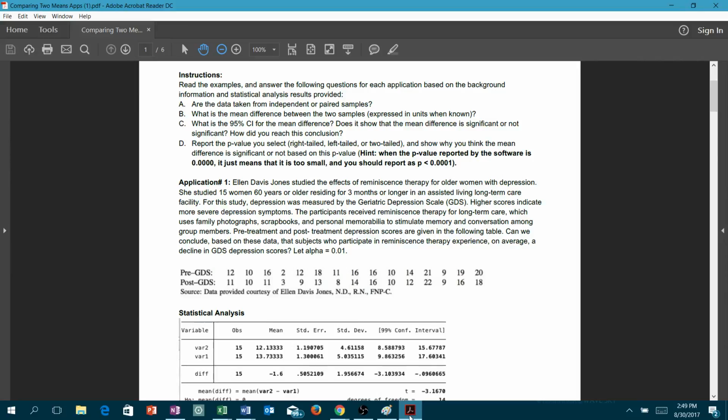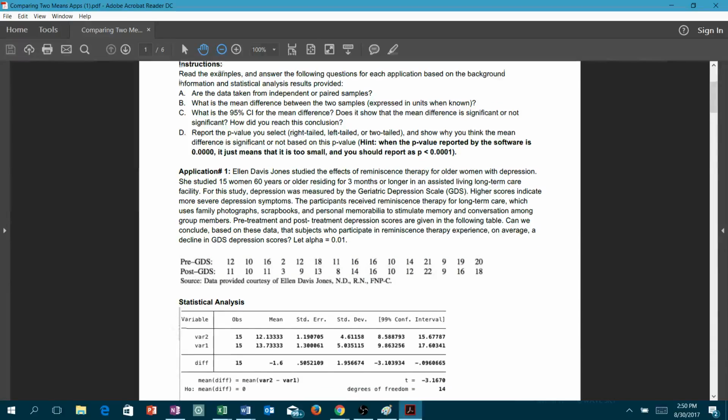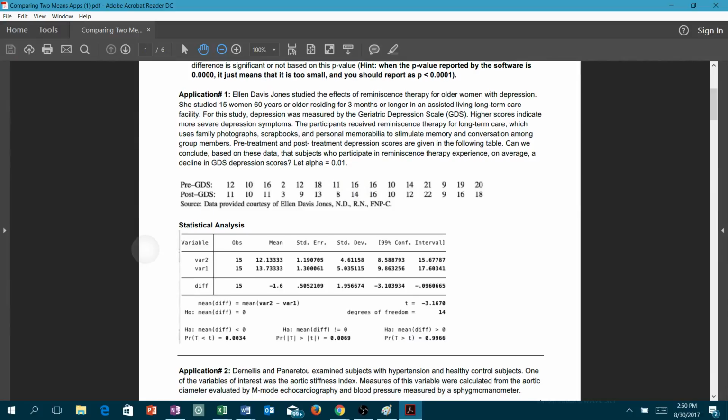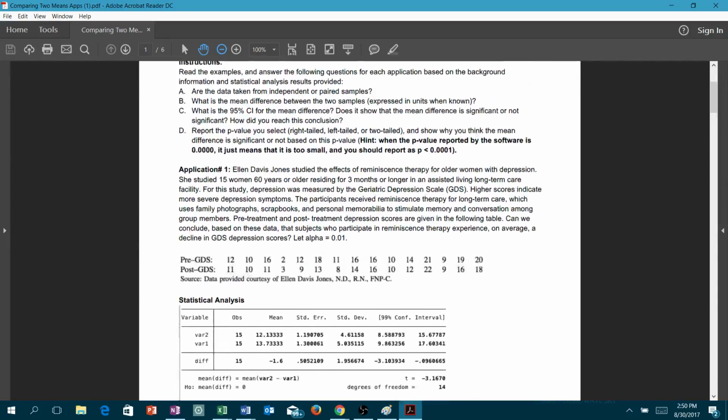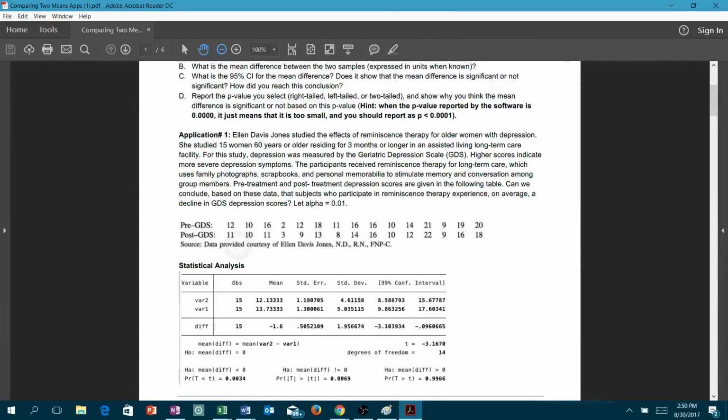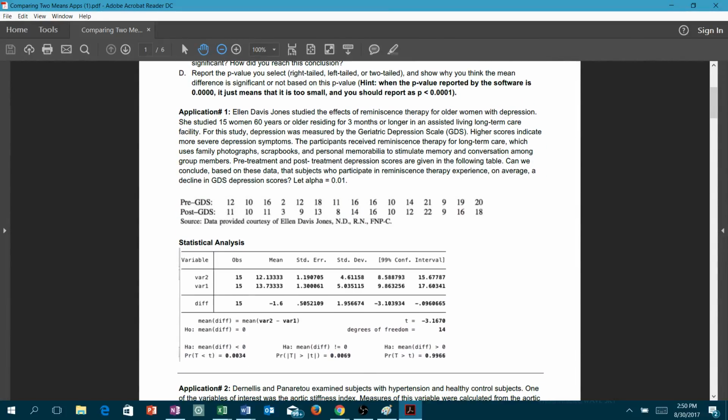What is? That's negative 1.6. Okay. There are no units, because it's on a score. Negative 1 point right here. What does the geriatric depression scale mean? It's a mu. Well, it depends. There are means of populations and means of samples. What is the 99%? Is it the negative 3.1 in this case or not? Expressed in units when shown.